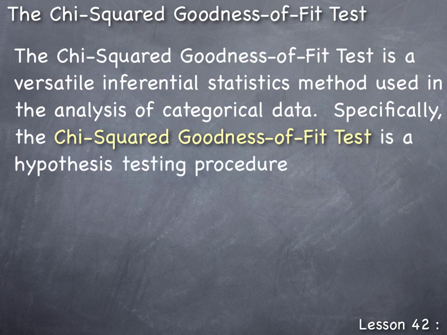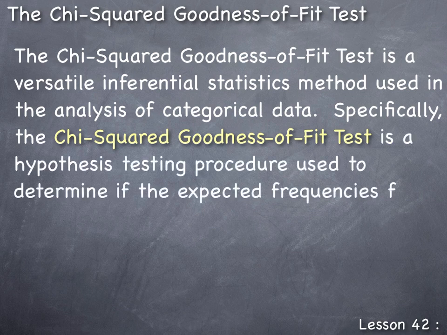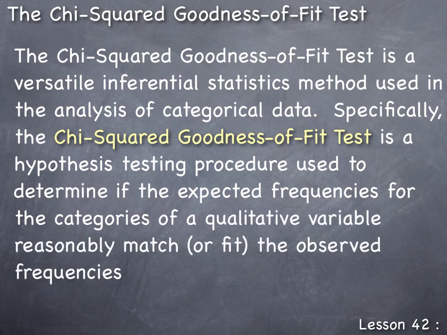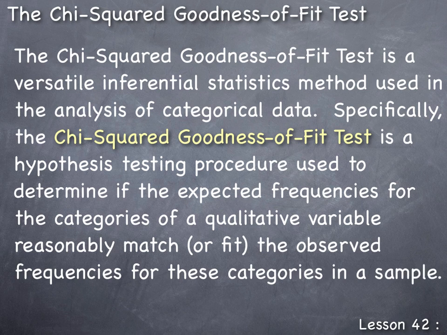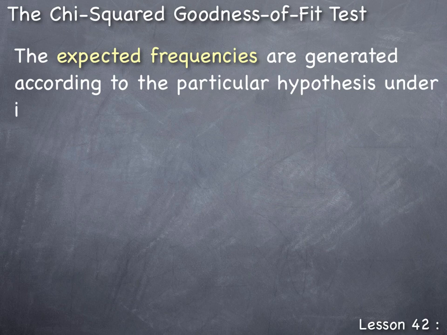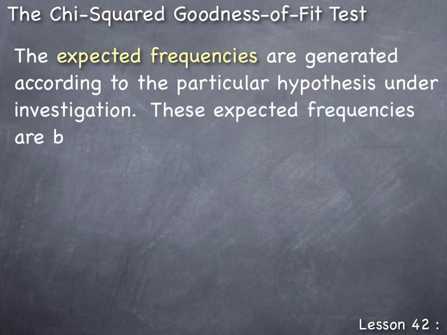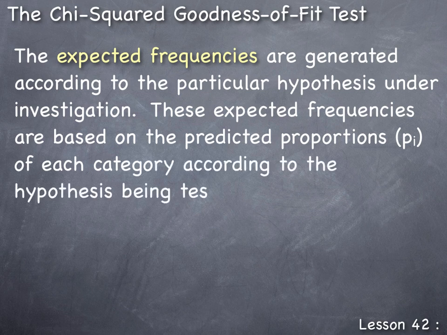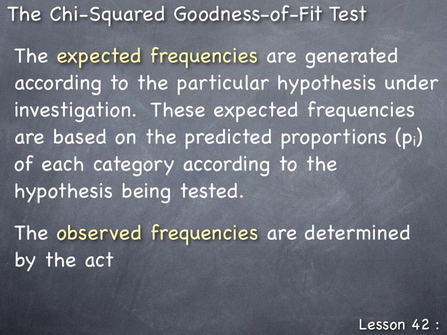Specifically, the chi-squared goodness of fit test is a hypothesis testing procedure used to determine if the expected frequencies for the categories of a qualitative variable reasonably match or fit the observed frequencies for these categories in a sample. The expected frequencies are generated according to the particular hypothesis under investigation. These expected frequencies are based on the predicted proportions of each category according to the hypothesis being tested. The observed frequencies are determined by the actual sample data values.